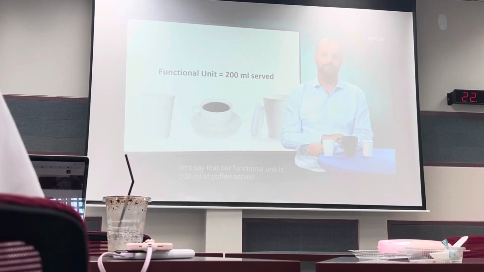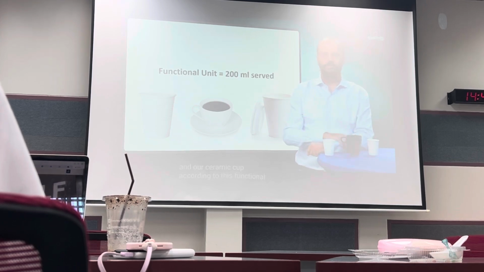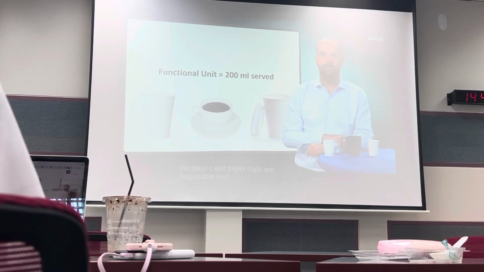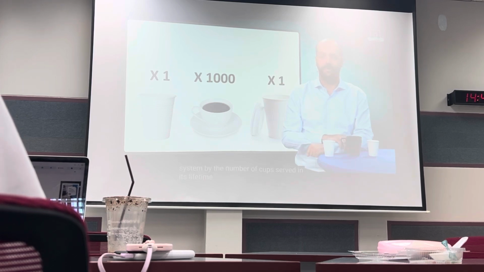Coming back to our coffee cup example, let's say that our functional unit is 200 ml of coffee served. We can then compare our disposable plastic cup, our disposable paper cup, and our ceramic cup according to this functional unit. But how do we account for the fact that the plastic and paper cups are disposable and the ceramic cup is reusable? Since the ceramic cup will be used over and over again, let's say 1,000 times, we will need to divide the total inputs for the ceramic cup in our product system by the number of cups served in its lifetime. In other words, we need to scale our ceramic cup inputs to the functional unit of 200 ml of coffee served.